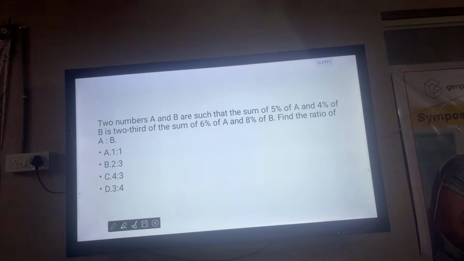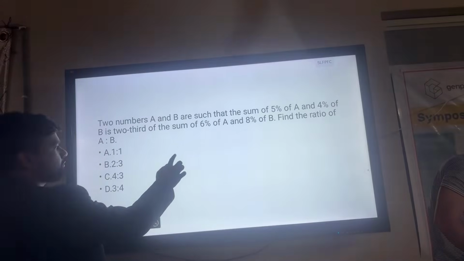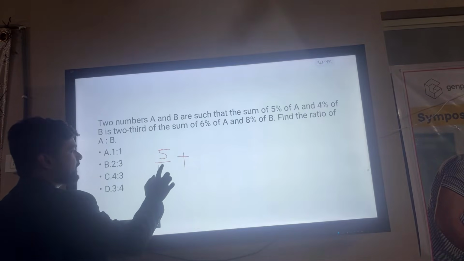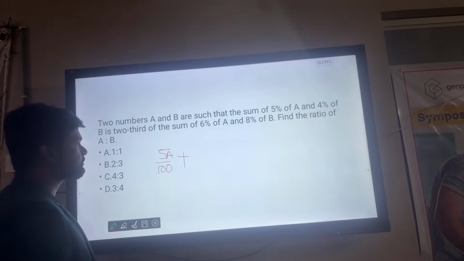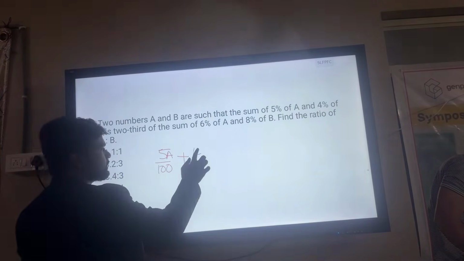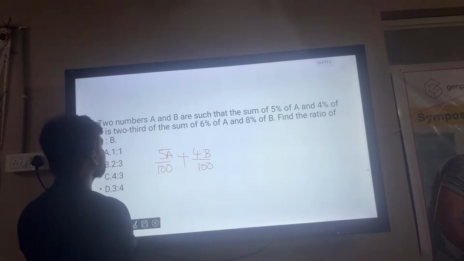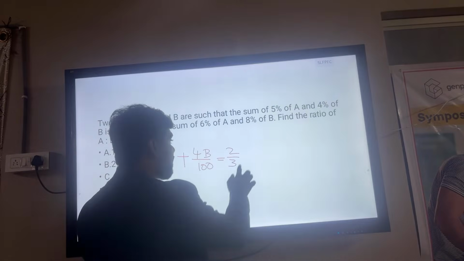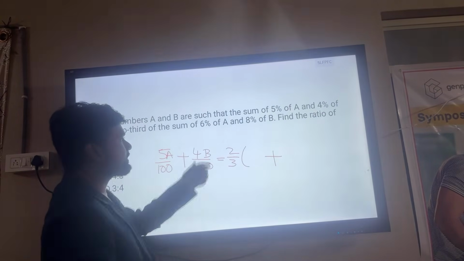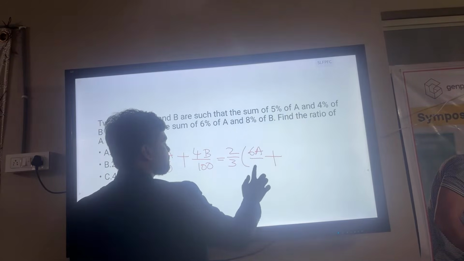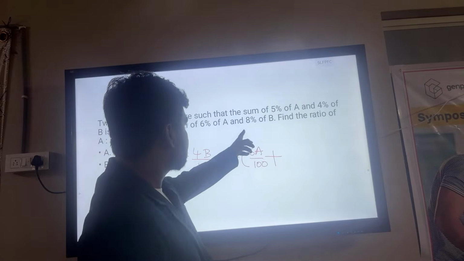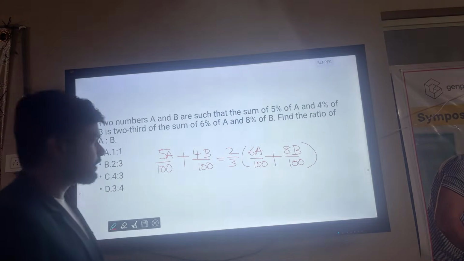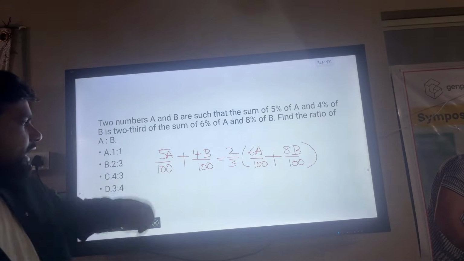What is the question? They are asking you two numbers A and B are such that the sum of 5% of A, nothing but 5 by 100 into A, you can write 5A by 100, and 4% of B, nothing but 4B by 100, is equal to 2/3 of the sum of 6% of A, nothing but 6A by 100, and 8% of B, nothing but 8B by 100. They are asking you what is the ratio of A is to B.